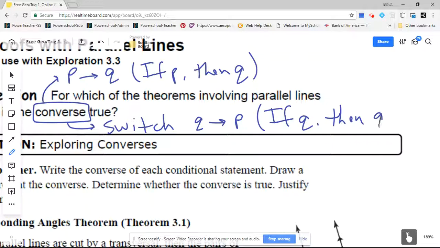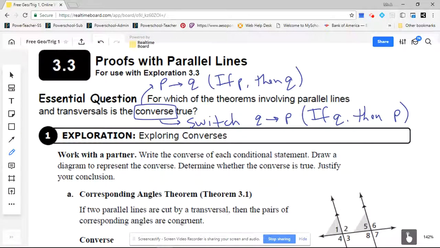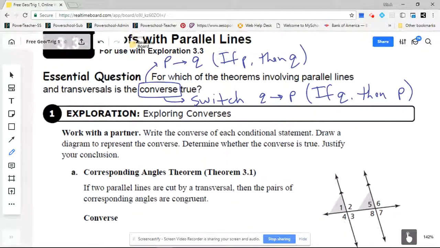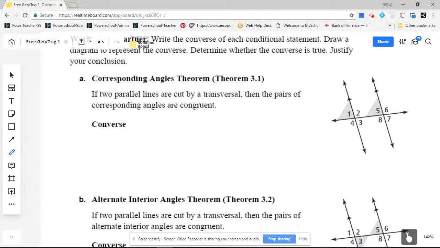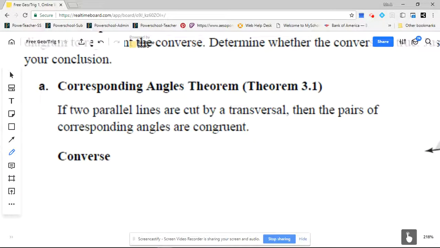Now that might end up being a true statement. It might be not a true statement now. It might be true if it's P to Q and then false if it's Q to P. But in this case, they're asking us which ones, when we switch it around, are true. So yesterday we had some theorems, 4 of them. The first one of those theorems is right there, corresponding angles. And you can see it's an if-then statement. It's got your if, it's got your then.